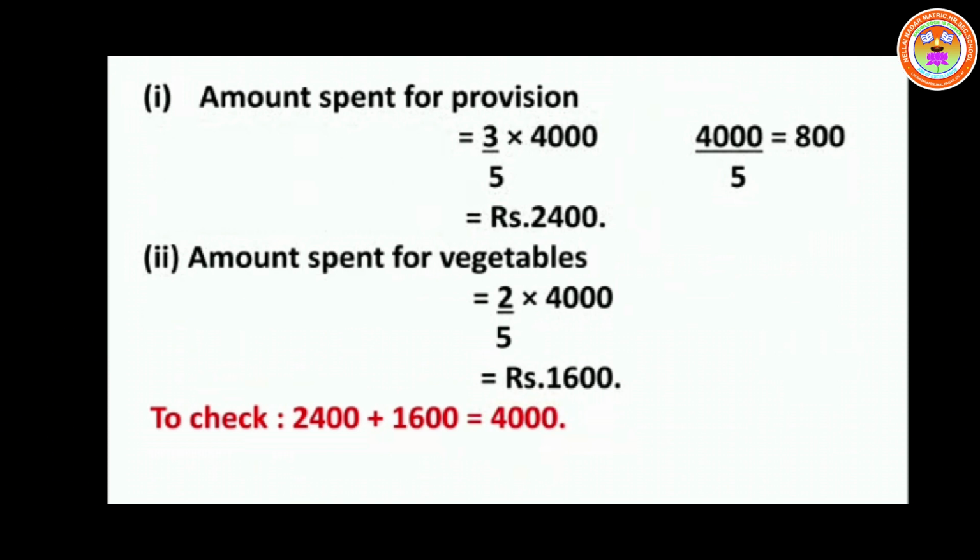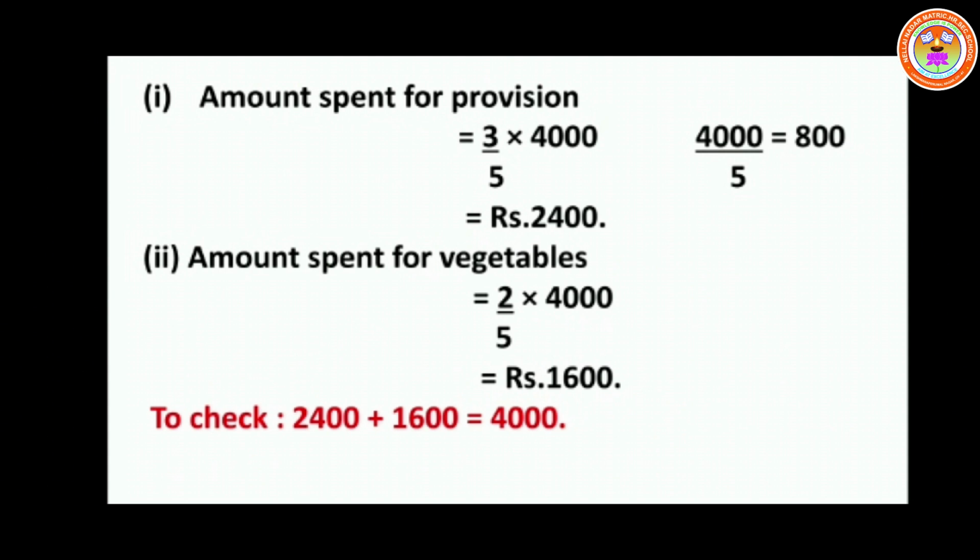See, at the side I have done the calculation. 4,000 divided by 5, you can cancel this. 5 8s are 40. Balance 2 zeros will be there. So you just take it out, 800. So when you cancel 5 with 4,000, you will get 800. Now multiply this 800 with 3. So you will be getting rupees 2,400. So the family spent to buy provisions an amount of rupees 2,400.